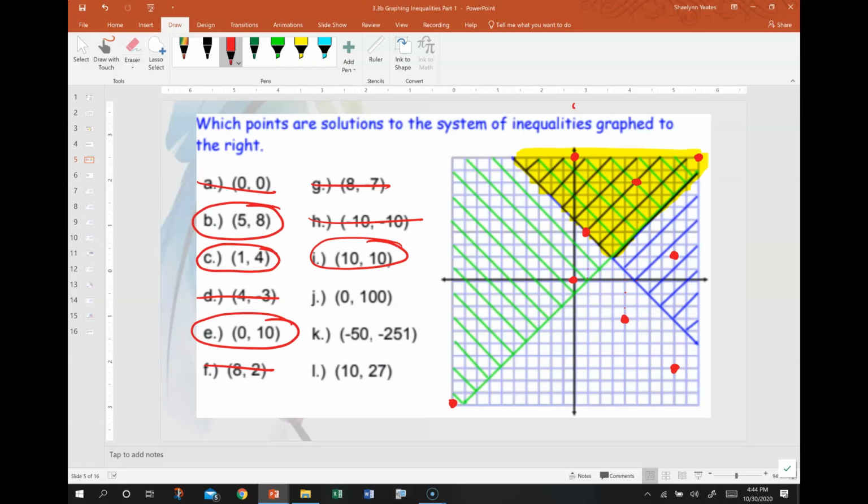Over 0, up 100 is going to be somewhere up here. You see kind of where I put that? So that one is in fact in the yellow, if I continued that idea. So negative 50, negative 251 is going to be somewhere clear over here.